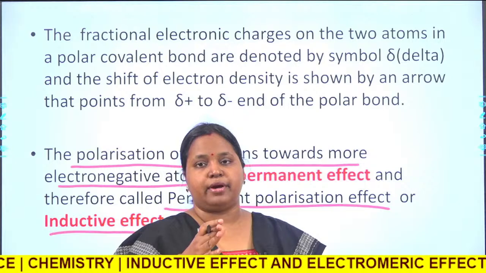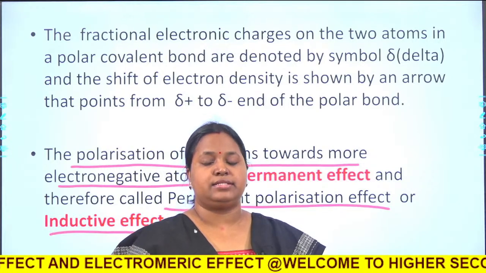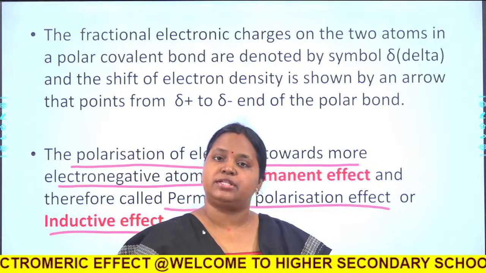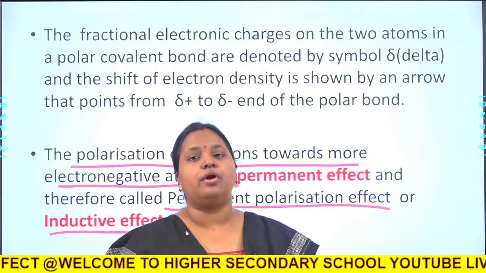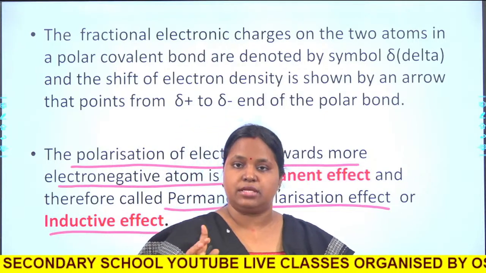A more electronegative atom attached through a sigma bond pulls the electron towards itself. As a result, partial positive and negative charges develop, and this effect is called inductive effect. It's a permanent effect and it develops in the sigma bond only.